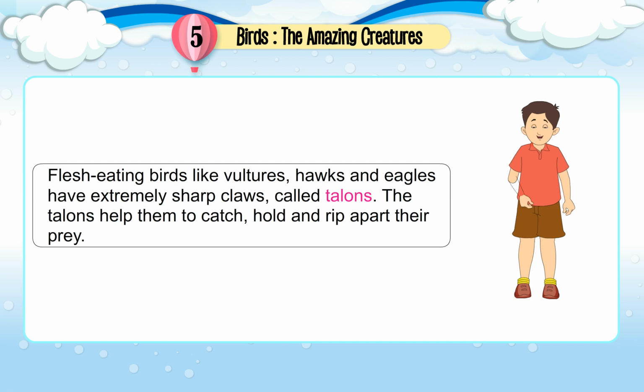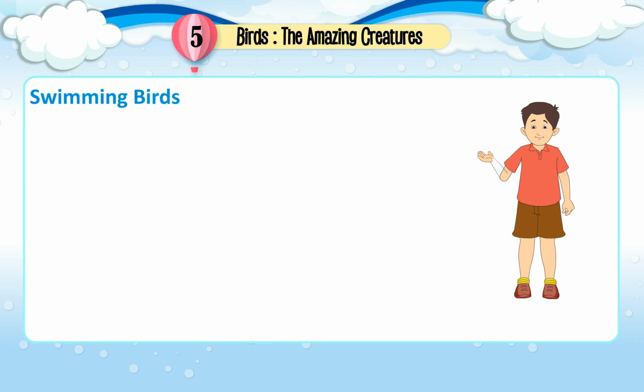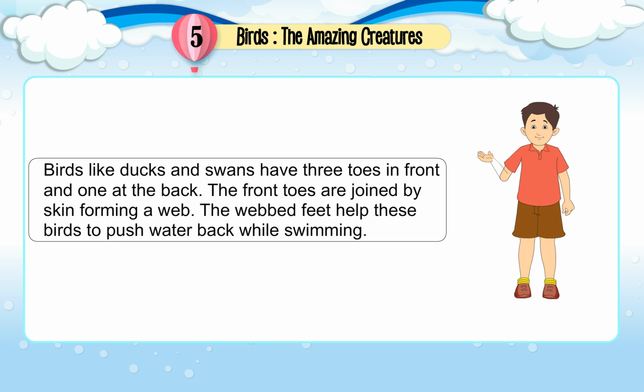Flesh-eating birds. Flesh-eating birds like vultures, hawks and eagles have extremely sharp claws like talons. The talons help them to catch, hold and rip apart their prey. Swimming birds. Birds like ducks and swans have 3 toes in front and 1 at the back. The front toes are joined by skin forming a web. The webbed feet help these birds to push water back while swimming.